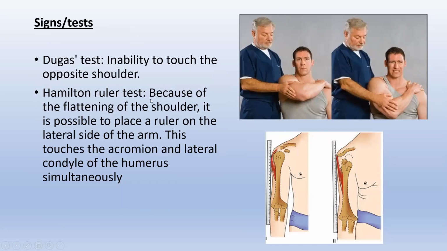Second one is the Hamilton ruler test. Because of the flattening of the shoulder, it is possible to place a ruler on the lateral side of the arm. This touches the acromion and the lateral condyle of the humerus simultaneously. In this picture, we can see that it is touching the acromion process and the lateral condyle of the humerus at the same time. In this picture, the acromion process is not touched.